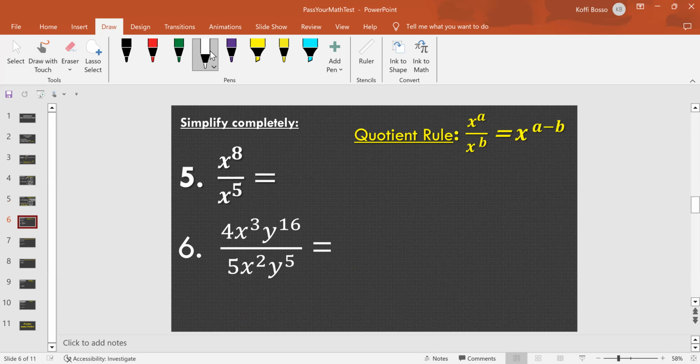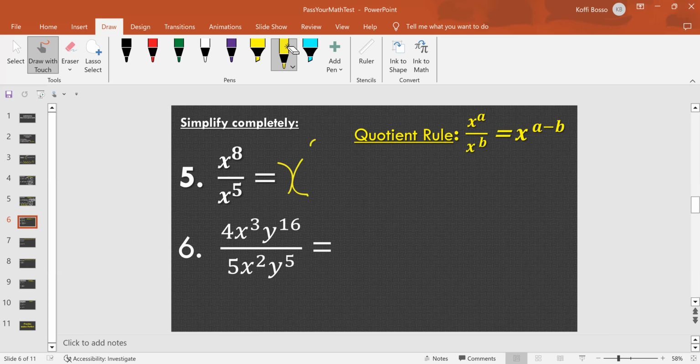For question number 5, we're going to apply another rule, and that rule is called the quotient rule. It's very important to understand the rules for exponents and understand which rule you'll use for a specific question. Because here you have something divided by something, so it's x to the 8th power divided by x to the fifth power, we're going to use the quotient rule. We're going to take that x, and we subtract the power.